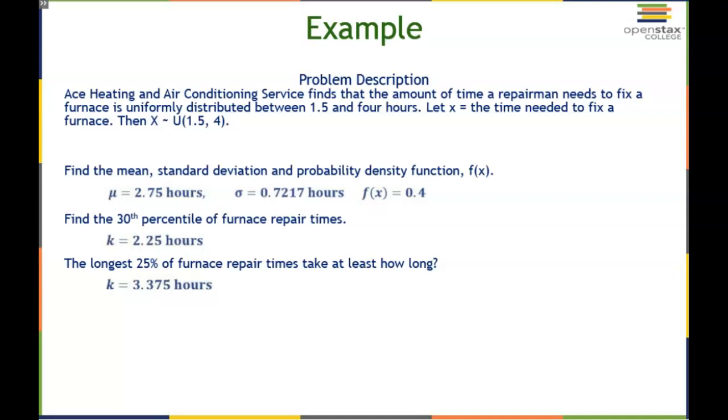You are trying to always make sense of the values that you're getting. If that value was something like negative 0.2, my math is wrong because the hours of time that it takes can't be negative. So be mindful about what your answers are and if your answers make sense. Try and put them in terms of the problem and see if it does make sense.